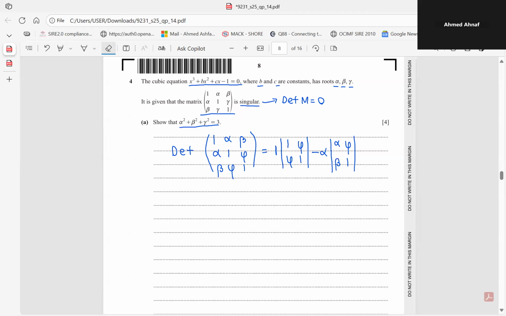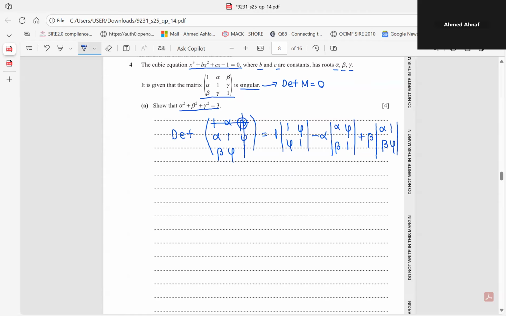Now, finally, you take times beta, so plus beta, which is the final element of the final row. Okay, and then you cover these up, and you take the determinant of the remaining elements, so alpha, 1, beta, and gamma. Okay, so let's evaluate this.